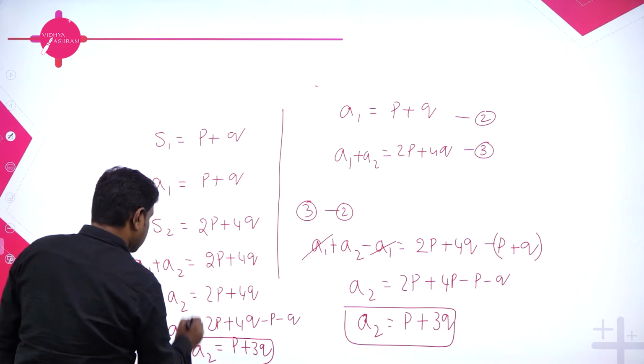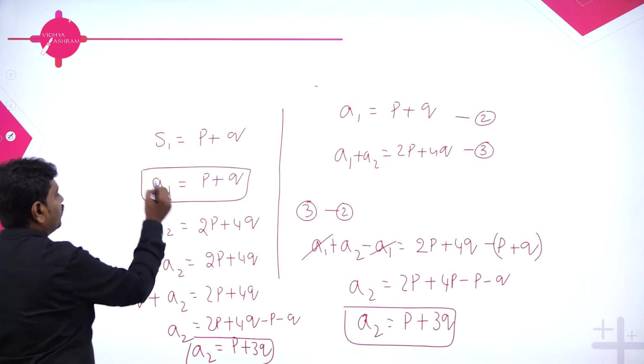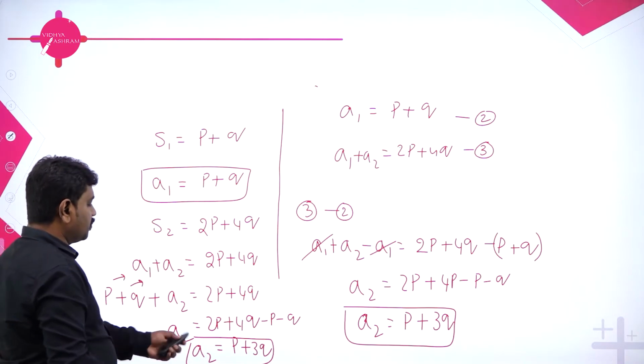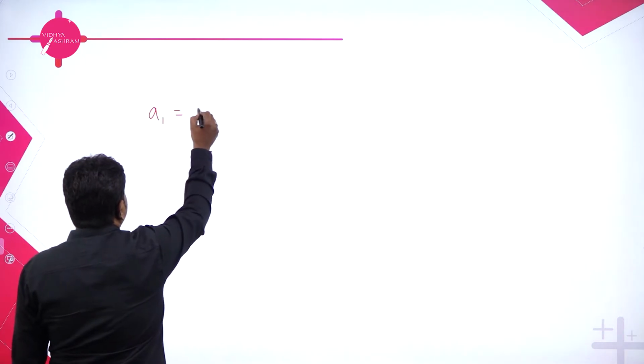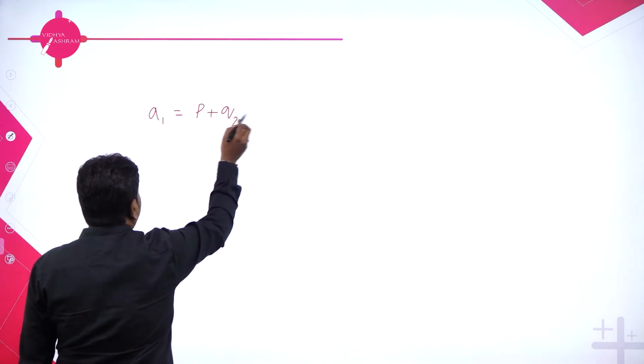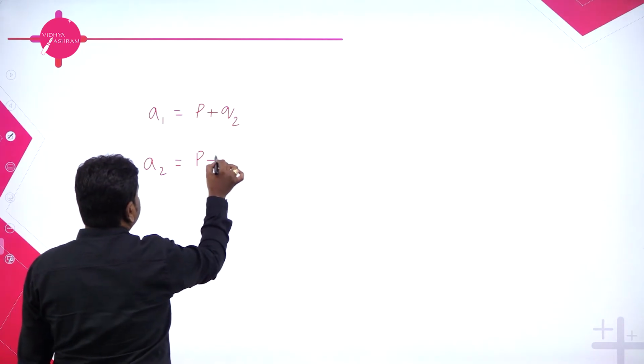This is the other method. A1 plus A2 is 2P plus 4Q. In the place of A1 I put the value of A1, that is S1. So P plus 3Q you got. A1 is P plus Q. Now you got A2 also. A2 is what? P plus 3Q.